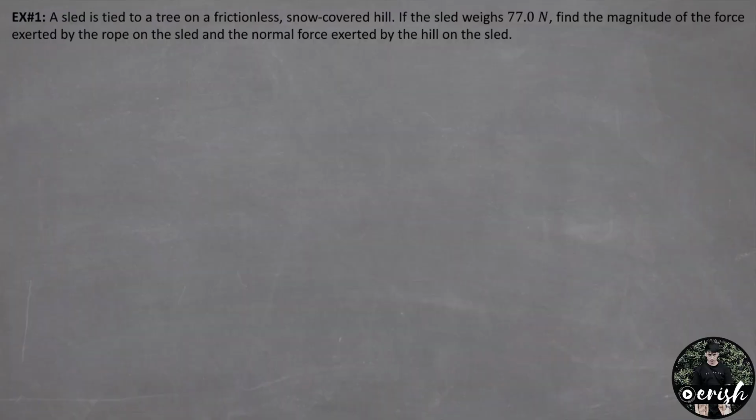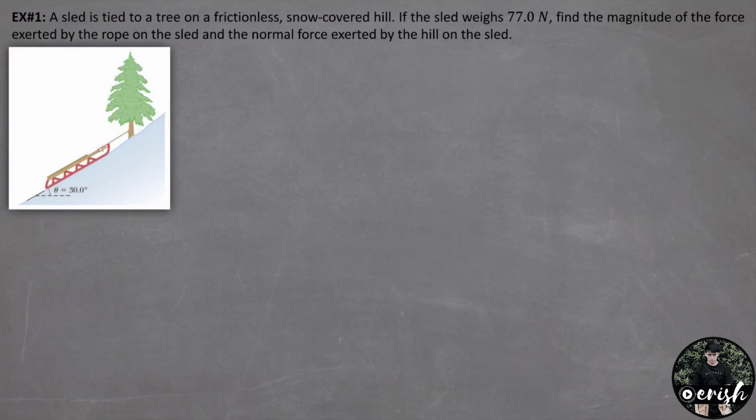Example number 1. A sled is tied to a tree on a frictionless, snow-covered hill. If the sled weighs 77 Newton, find the magnitude of the force exerted by the rope on the sled and the normal force exerted by the hill on the sled. Again, as we mentioned earlier, when an object is on a slope, it is more convenient to use tilted coordinates so that our normal force is in the y direction and the additional forces acting on our object are in a direction where we no longer need to use an angle.